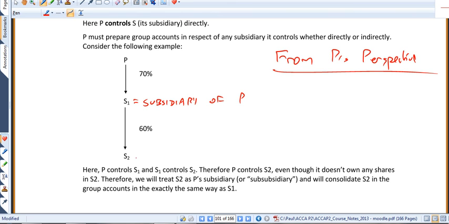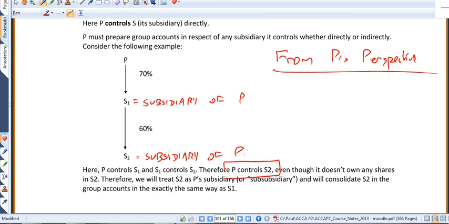But also notice that S2, well, P controls S1 because P can tell S1 what to do. Now, because S1 owns most of the shares in S2, notice that S1 can effectively tell S2 what to do. And therefore, through this chain of command, P can control S2. P can tell S2 what to do by simply telling S1 what to do, and then by saying to S1, you control S2, go and tell S2 to do this. And therefore, through your chain of control, you can control S2 as well. So S2 is also a subsidiary of P.